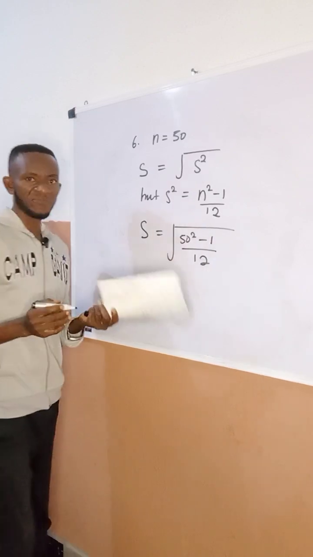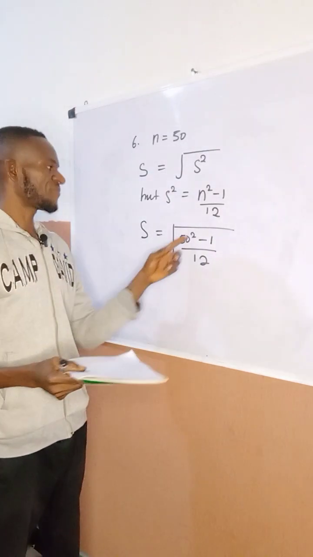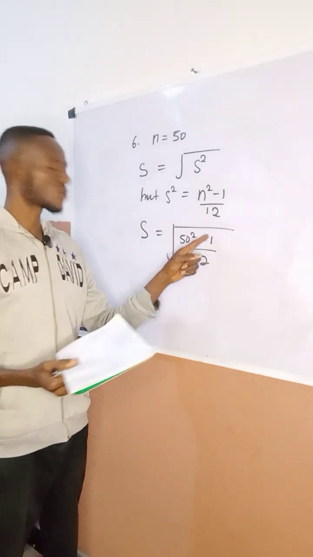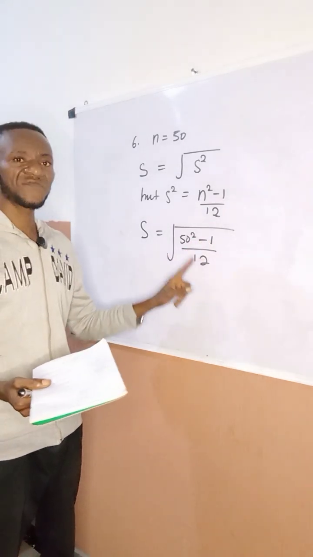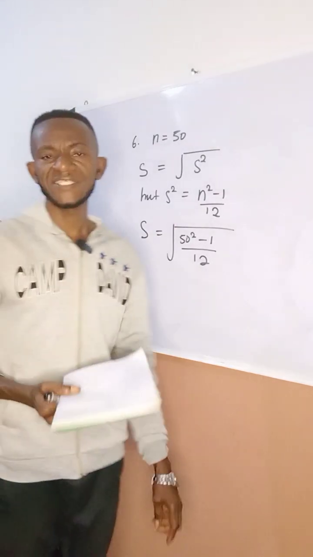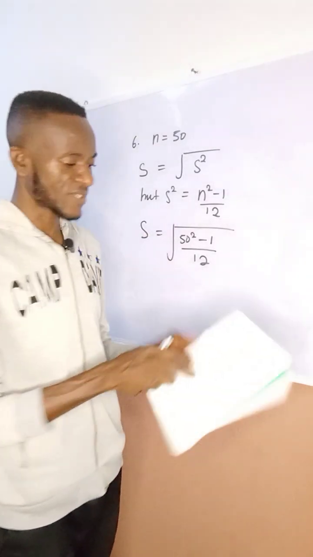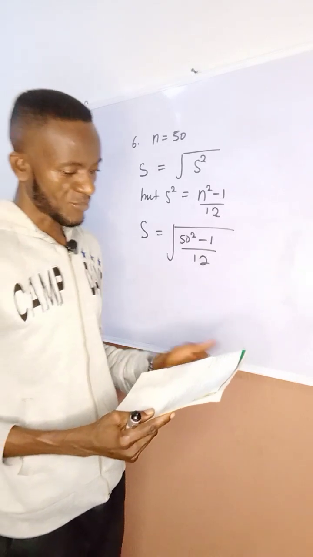So the moment you say 50 times 50, which is what we mean by 50 squared, then minus 1 divided by 12, get the square root of that, you must have got the value of the standard deviation. So that is exactly how to go about this kind of problem.